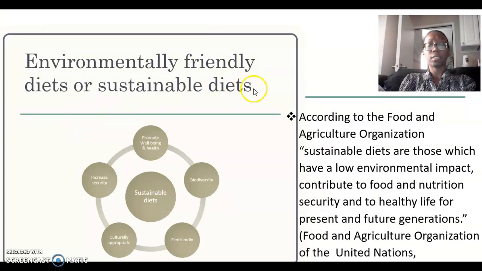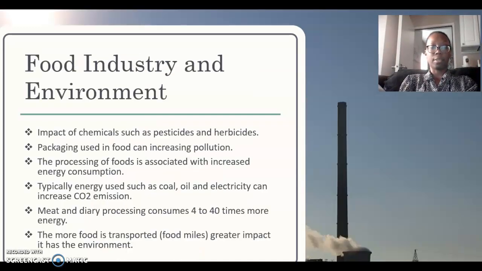So when we introduce this concept of sustainable diets, we're looking at diets which have low environmental impact and also contribute to food and nutrition security and a healthy life for our present and future generations. These diets promote health and well-being, they increase security, they're culturally appropriate, and they're eco-friendly. So a sustainable diet doesn't only mean that it's good for the environment, which means it has a lower carbon footprint. A sustainable diet is also something that is nutritious and healthy.